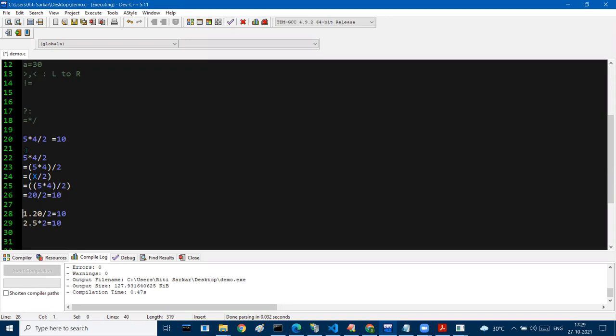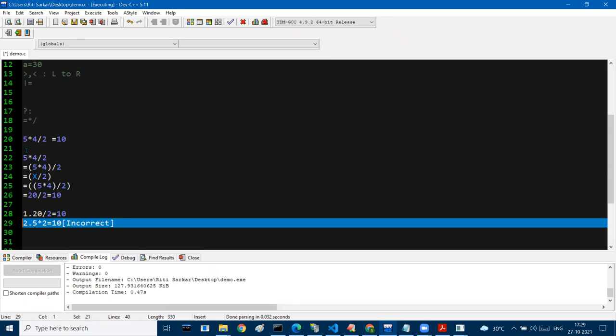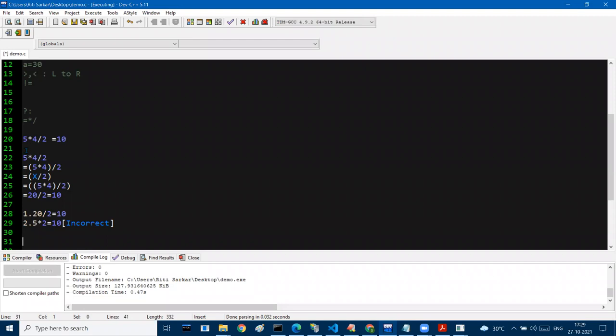So among these options, which one is correct? This one is correct. This one is the incorrect approach. In this example, it is giving me the correct value if you think in that direction. But for other examples, definitely we are going to get the wrong answer. Now suppose, for example, you are writing something like 5 plus 2 into 3.